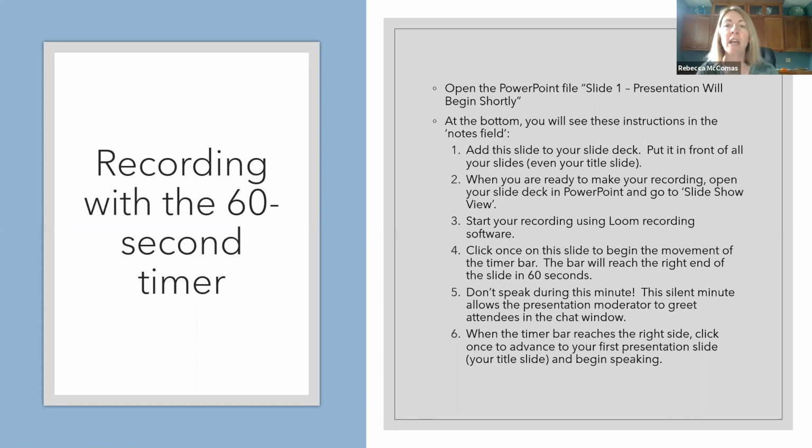Okay, so you want to add this slide to your slide deck, put it in front of all of your slides, and when you're ready to make your recording, open up your slide deck in PowerPoint and go to the slideshow view, just like you always do when you're giving a live presentation. You want to start your recording using the Loom software or whatever software you happen to be using. Click one time on that slide to make the bar begin. Don't speak. That silent minute allows the moderator to chat with the attendees.